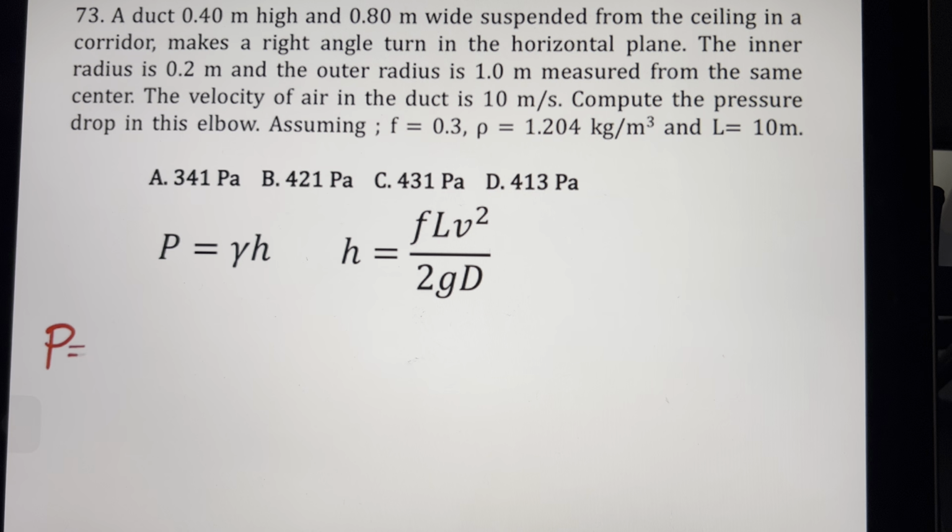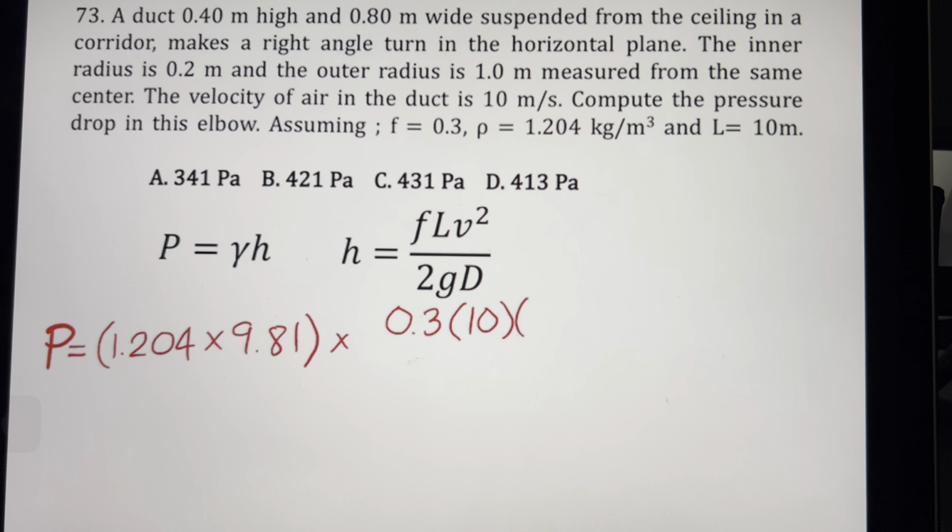So let's use that. Our gamma is 1.204 kilogram per cubic meter, that's our gravitational acceleration, 9.81. And then this will be multiplied by our head loss using the Darcy-Weisbach equation. So f is 0.3, L is 10 meters, velocity is 10 meters per second, and that will be squared over 2 times our g, that's 9.81, times our diameter.